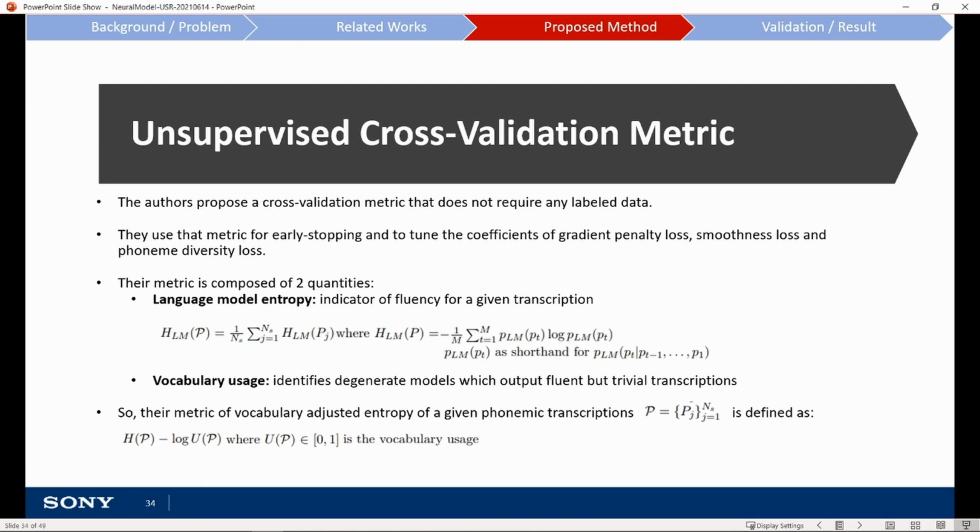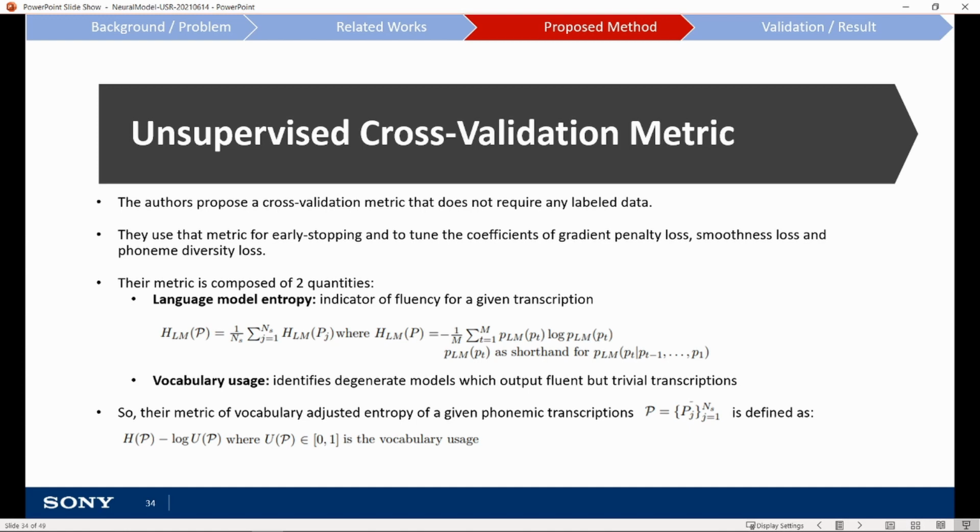So there were still a few hyperparameters that need to be learned. The authors now propose a cross-validation metric for that purpose that does not require any labeled data. For early stopping and to tune the coefficients of gradient penalty loss, smoothness loss, and phoneme diversity loss, they use this cross-validation metric. This cross-validation metric consists of two parts.